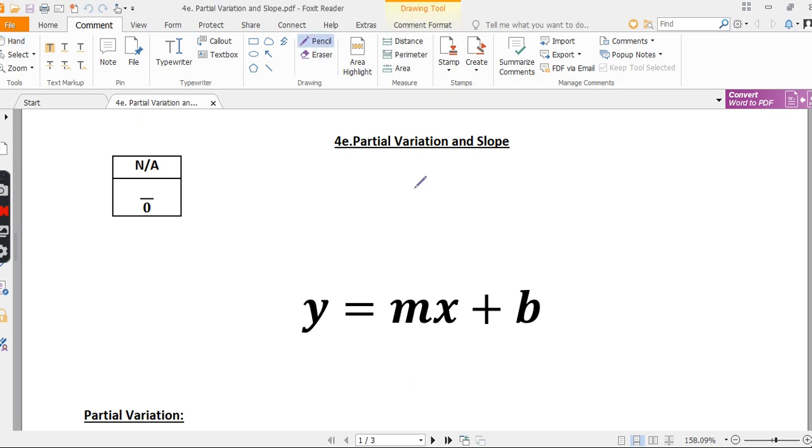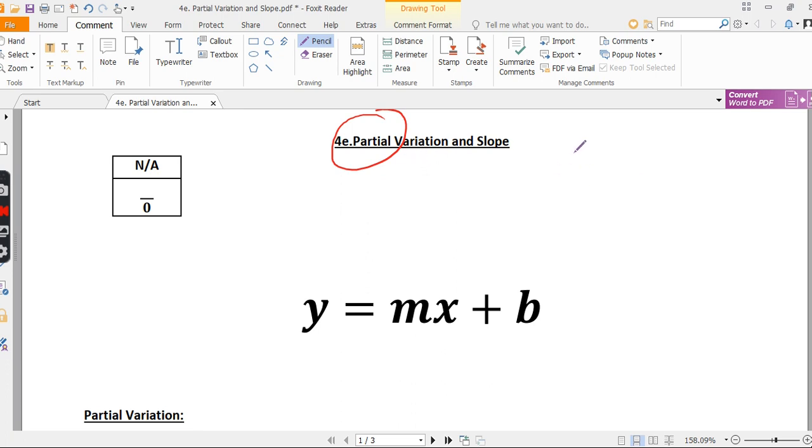So you will see the last 2-3 sheets have been pretty similar, and I'm trying to really drill home the idea of graphing y equals mx plus b. Okay? So the only difference between this worksheet and the last worksheet is the fact that we're talking about partial variation now, and not direct variation. So, with partial variation, what's the difference?